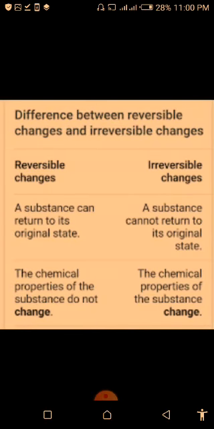Here is a table in which you can understand the difference between reversible changes and irreversible changes. During reversible changes, a substance can return to its original state. Clear? As in the case of melting of butter. And during irreversible changes, a substance cannot return to its original state, as in burning of wood or burning of paper. The chemical properties of the substance do not change, meaning the substance retains its properties.